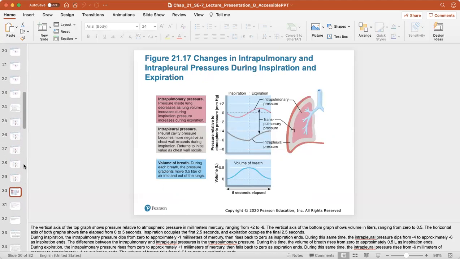This shows the changes in the intrapulmonary and intrapleural pressures during inspiration and expiration. And you can see these changes shown here, where the intrapulmonary pressures lie, what happens with the intrapleural pressures, and then as the volume of breath changes, as you breathe in and breathe out, and what happens with those pressure changes.